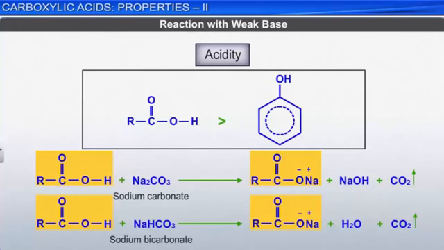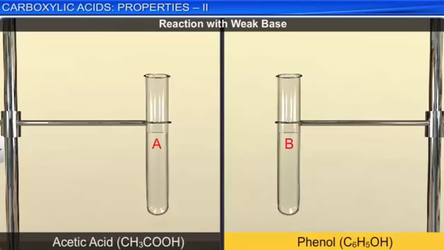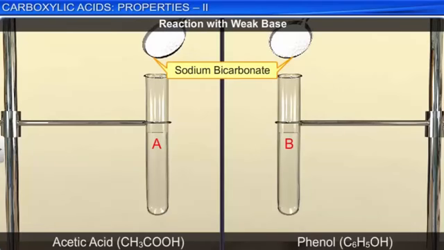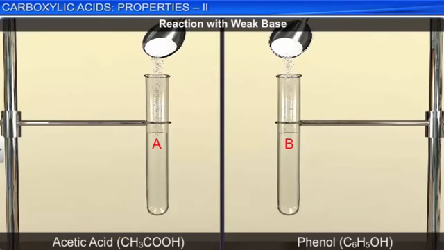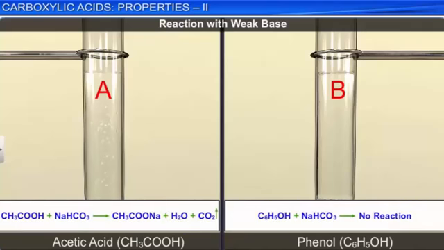For example, in the two test tubes shown here, test tube A contains acetic acid and test tube B contains phenol. When sodium bicarbonate is added to both the test tubes, you can see that effervescence is observed only in test tube A and not in test tube B. The reaction of acetic acid with sodium bicarbonate is shown here. Thus, this reaction can be used as an identification test for the carboxyl group.